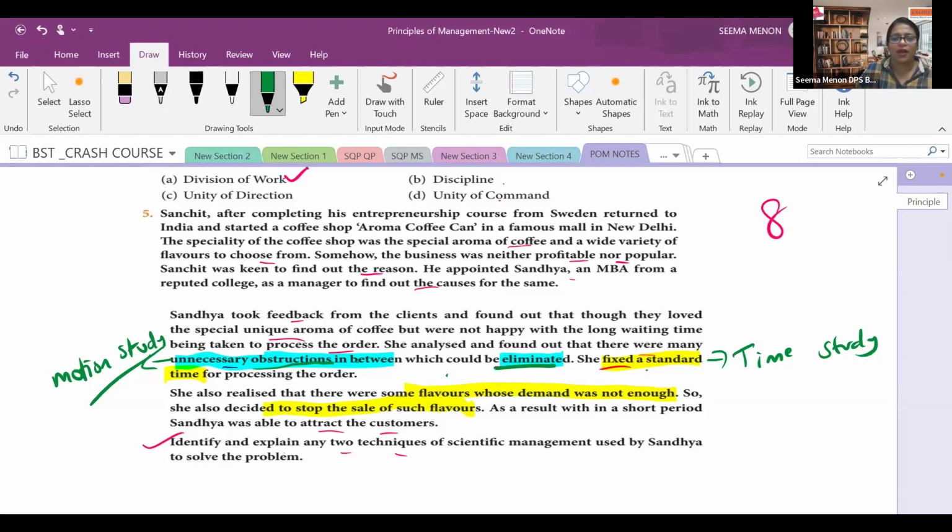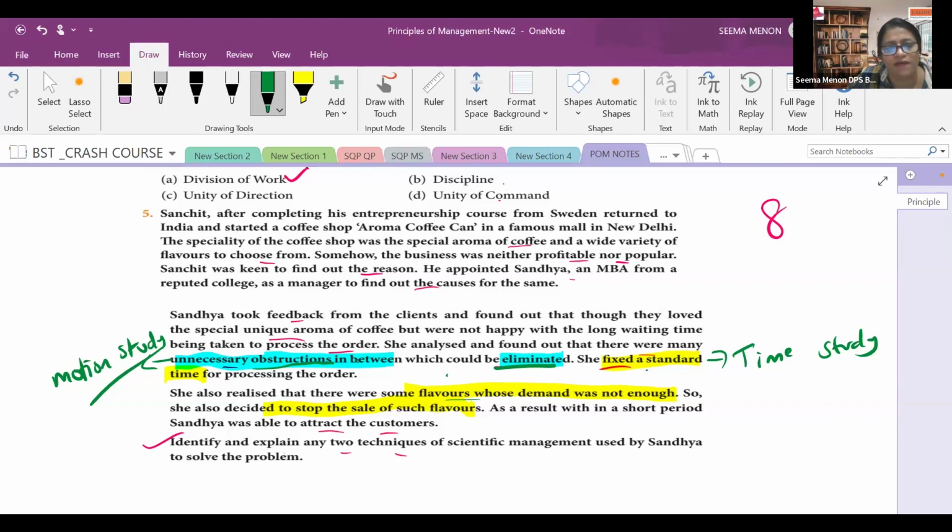Sometimes in the question, they will ask you to quote the lines and mention or identify the type of technique of scientific management. Here, they did not ask you to quote the line. But you should know from this line how we got this answer. Then one more thing you can see, which one?